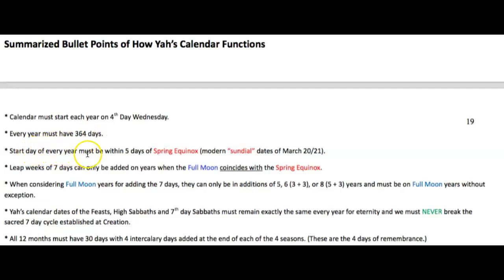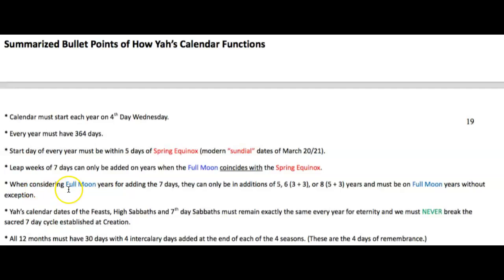The start day of every year must be within 5 days of the spring equinox, modern sundial dates of March 20th through the 21st. There are leap weeks of 7 days that can only be added in years when the full moon coincides with the spring equinox, and we're going to be talking about that. The moon is how you determine the leap week, because we'd have to add one in order to correlate with the Gregorian calendar of 365 days and sometimes 366. And like I said, we'll be talking more about that.